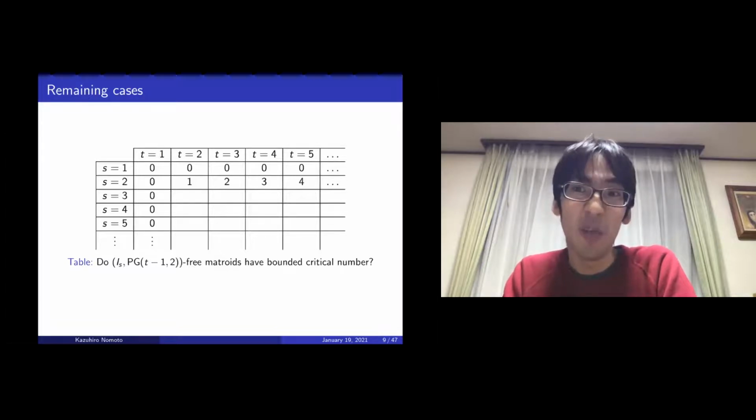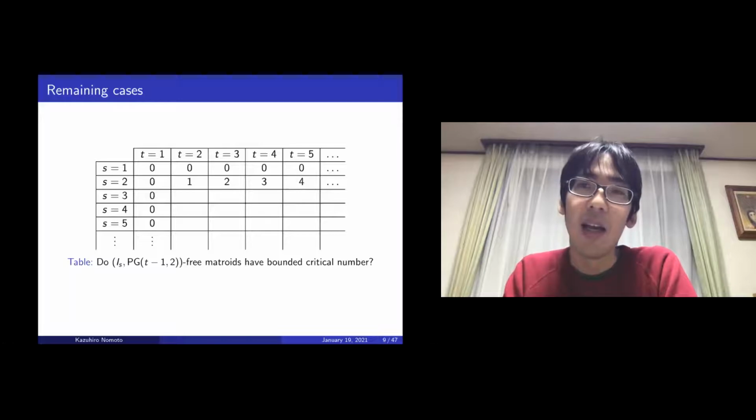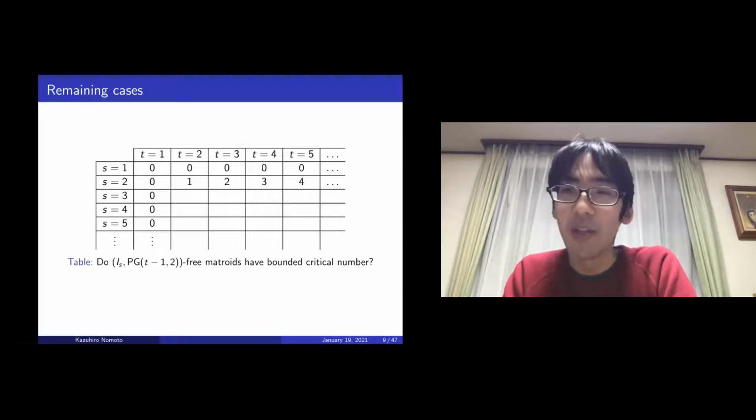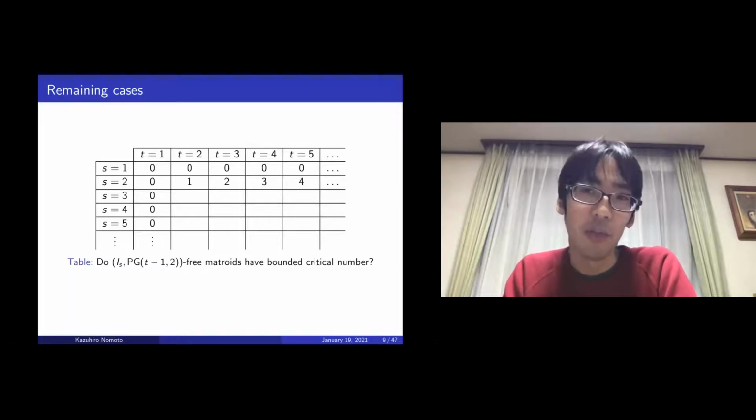The first column is the same. When T is 1, that means you can't have any elements in your matroid either. So that's highly trivial as well. When S is 2, then the elements in E actually form a subspace. So E is just a subgeometry. So if you think about it, the second row corresponds to very highly trivial cases as well.